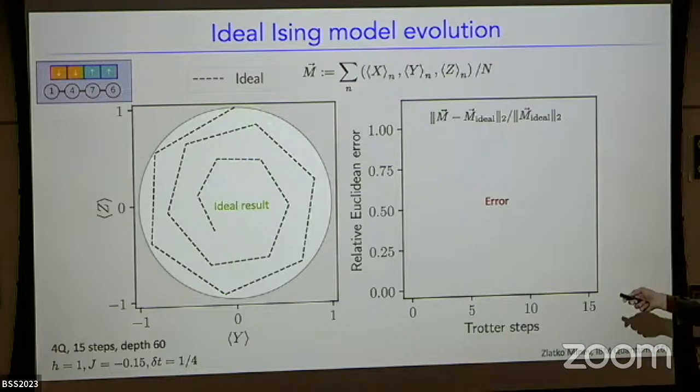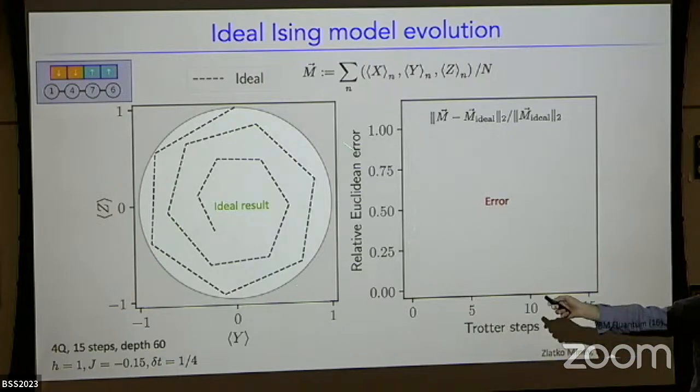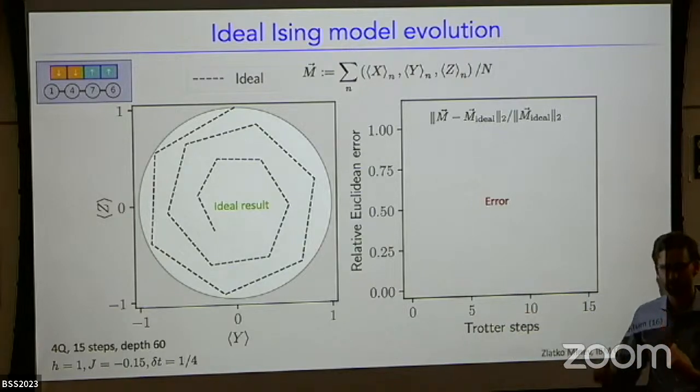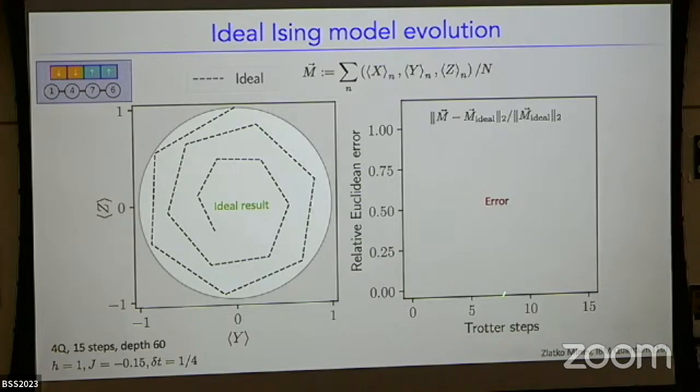You see that if H was one and J was zero, if there was no two-qubit interaction, you would just have a Rabi rotation between Z and Y. Basically you would just rotate in a circle. Because we have two-qubit interaction, you get entanglement, the spins entangle, and so the magnetization starts to spiral in towards zero. On the right here, I'm going to plot the difference in the Euclidean norm between what we measure and the ideal case.